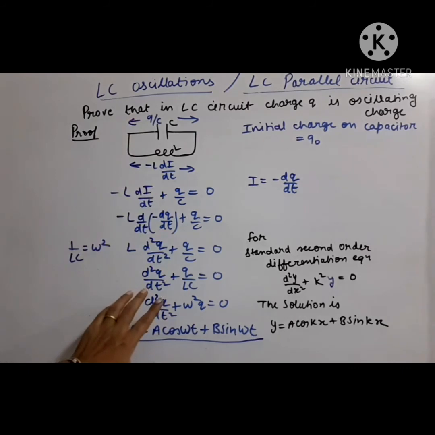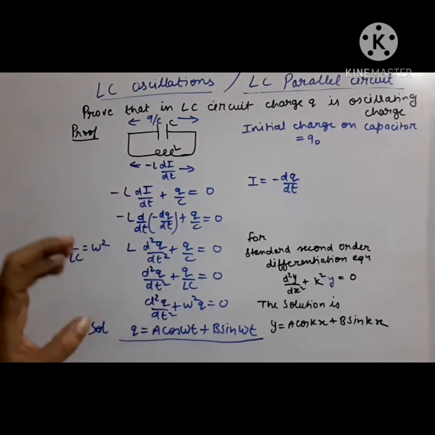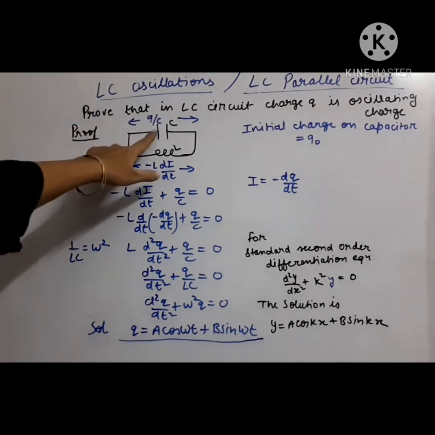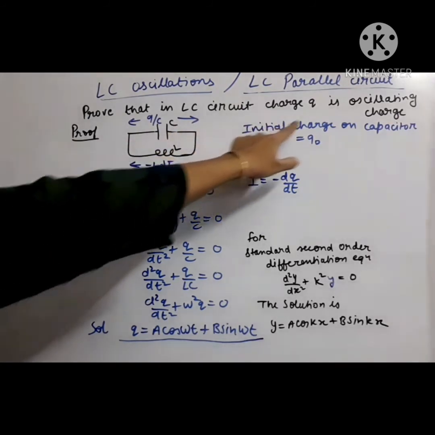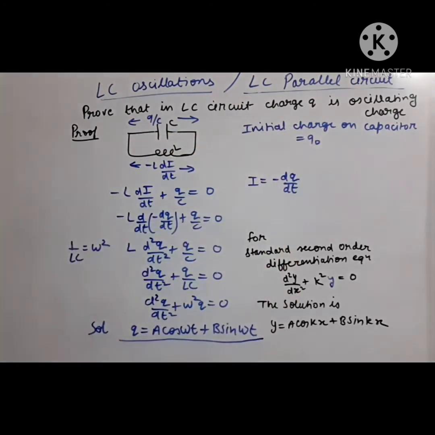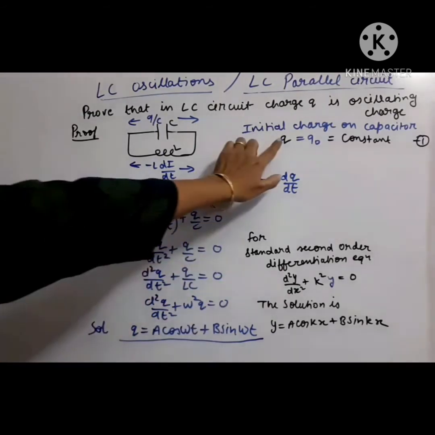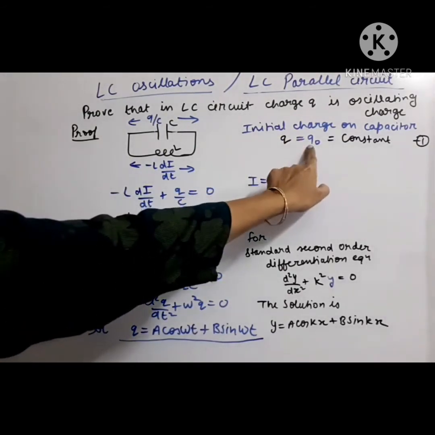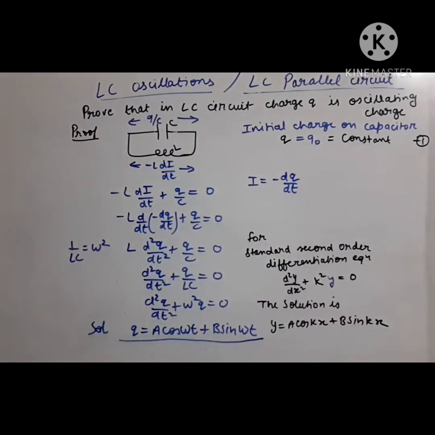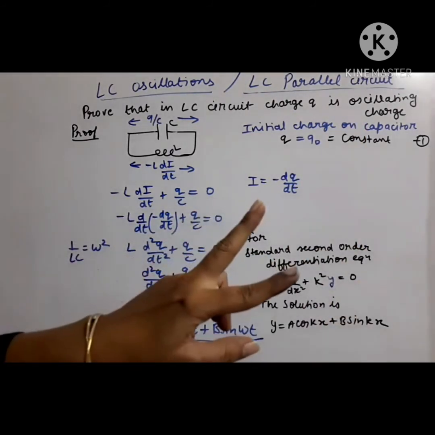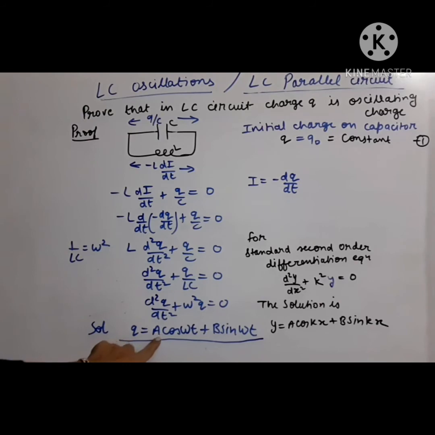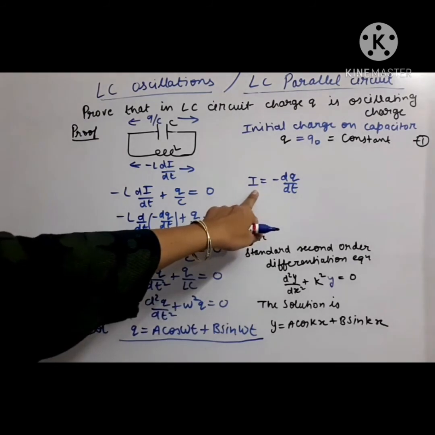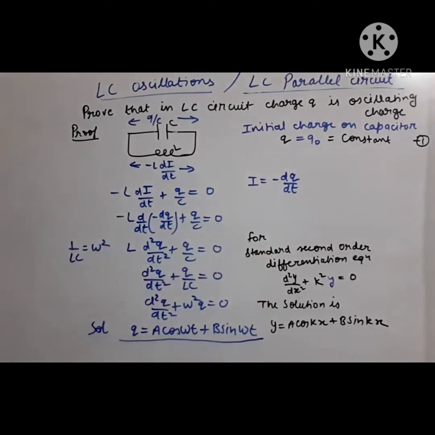So here also in this circuit we have some initial conditions. When this circuit started, the capacitor was fully charged. So the initial charge on the capacitor we will take Q0, which is a constant. Now we will be needing two conditions because we have to solve two unknowns, A and B. This is the first condition. The second condition we will make for current, using the current formula.